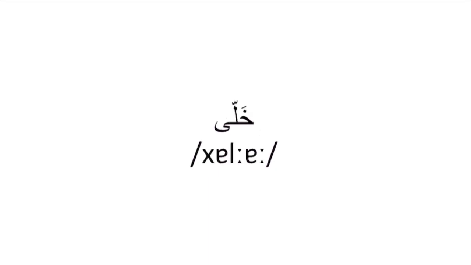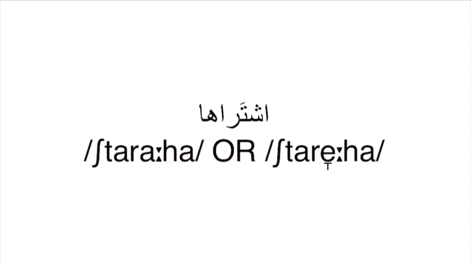Let's take another example. This is the verb khalla. What happens if we add the object pronoun hun? We get khallehun. What about this one? Shtara. What happens if we add the object pronoun ha? For this one, actually, it's mixed. Some people say اشتراها, some people say اشتريها.